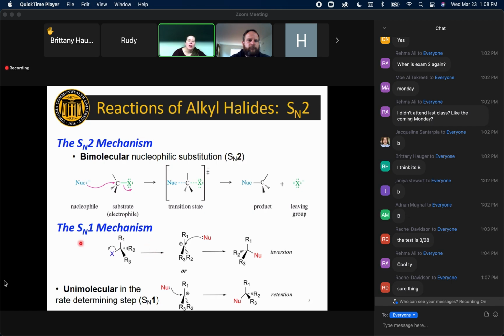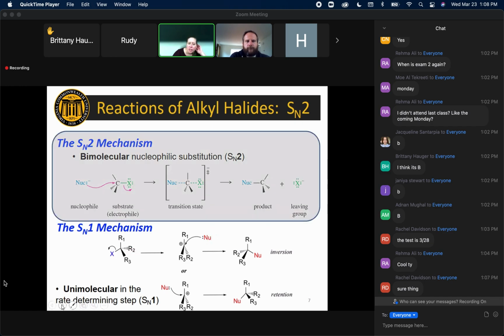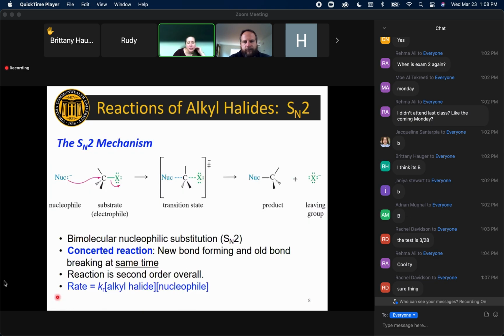SN2. There's also an SN1 mechanism, which we'll talk about during the second portion of class today, where the rate determining step depends only on the alkyl halide, and the nucleophile doesn't come into play until after the rate determining step has already occurred. So for the beginning part of class today, I want to focus just on the top here with bimolecular nucleophilic substitution. And the first couple of slides are going to be review from previous.